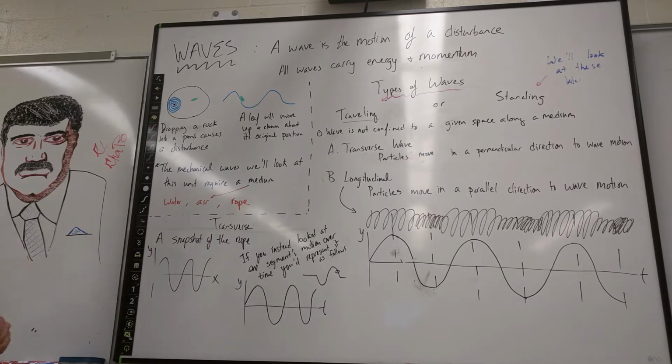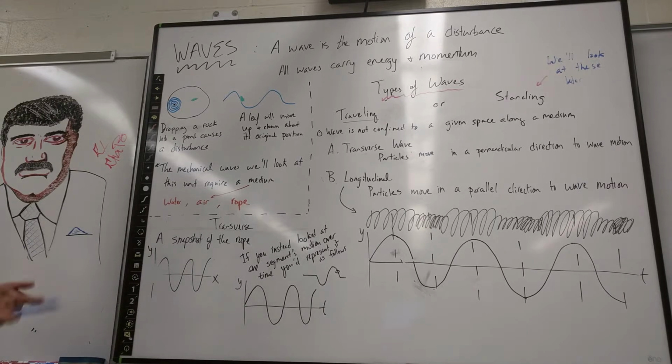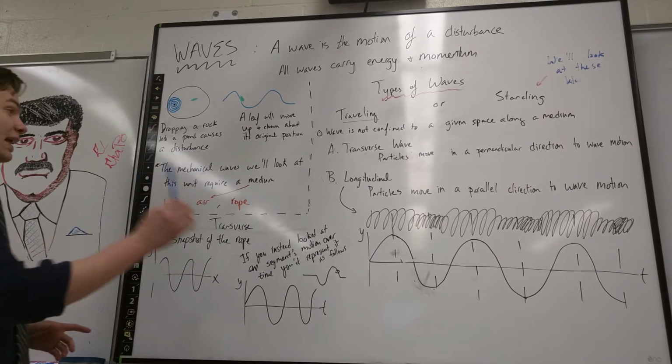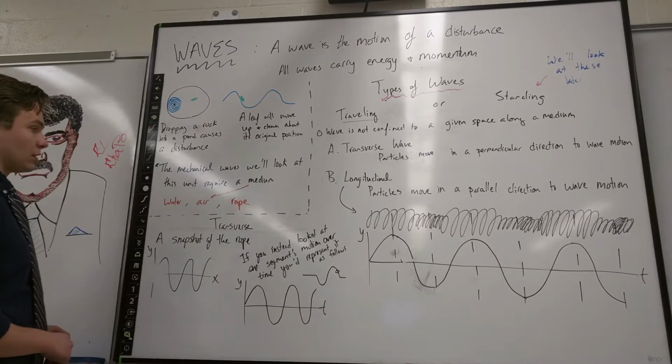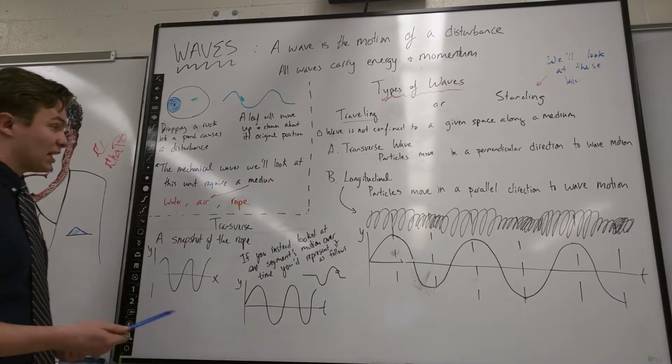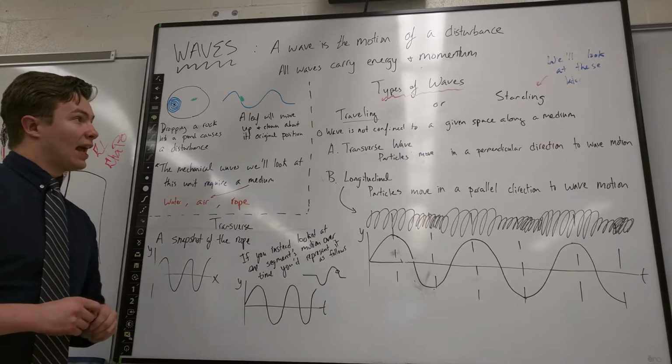So a wave is nothing more than the motion of a disturbance. In this case, the rock was our disturbance, and the wave was carried along by a medium. All of the mechanical waves that we look at in this unit will require some sort of medium, be it water, air, or rope. And these waves carry energy and momentum.